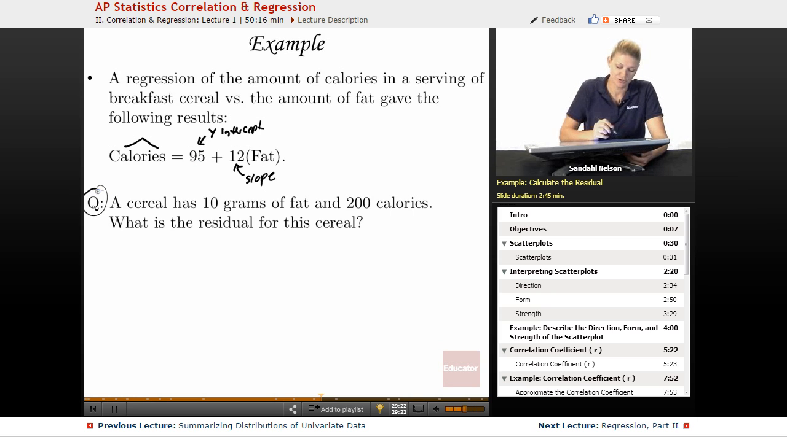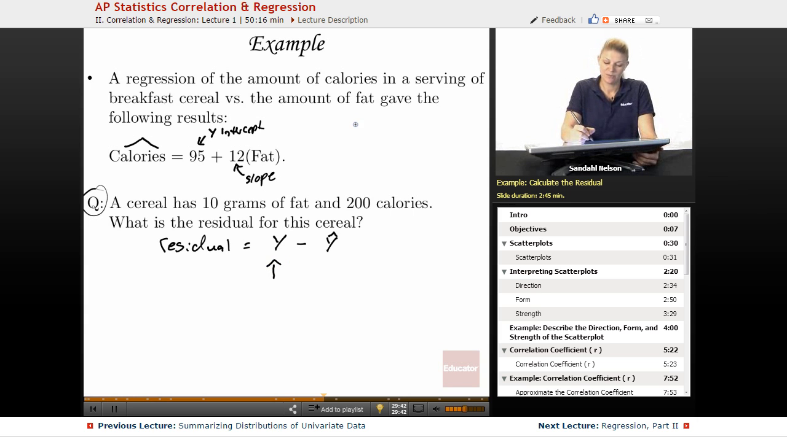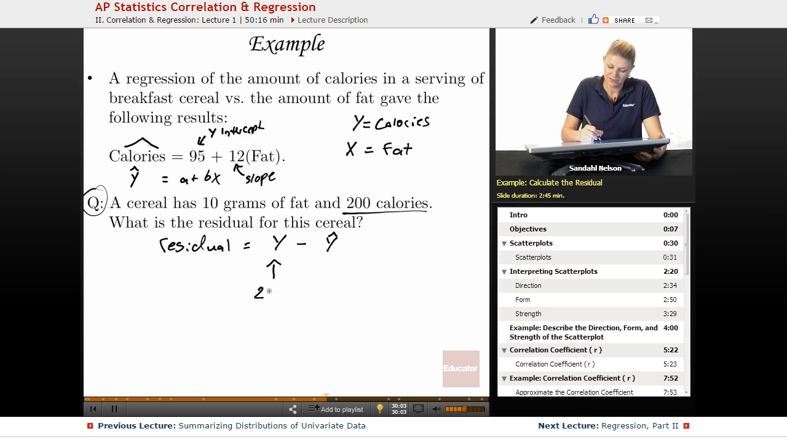So now let's actually answer our question. A cereal has 10 grams of fat and 200 calories. What is the residual for this cereal? Okay, so know that the residual is y minus y hat. So y is your actual y value. And remember that y is going to be calories, right? Because we know our regression equation is y equals a plus bx. And we know that x is the amount of fat. So our actual number of calories, or our actual y, is 200.